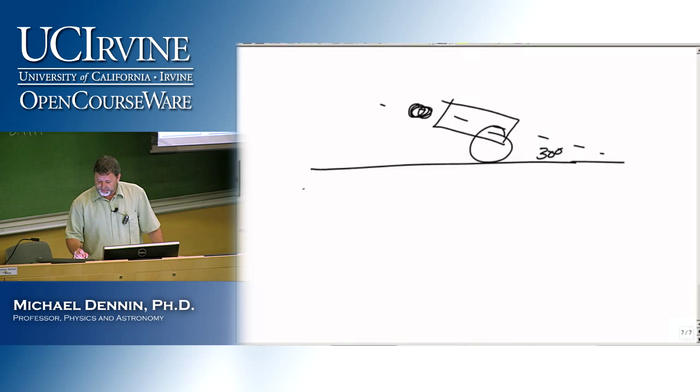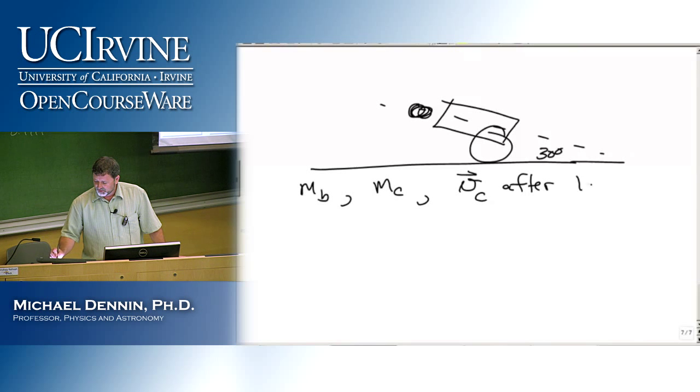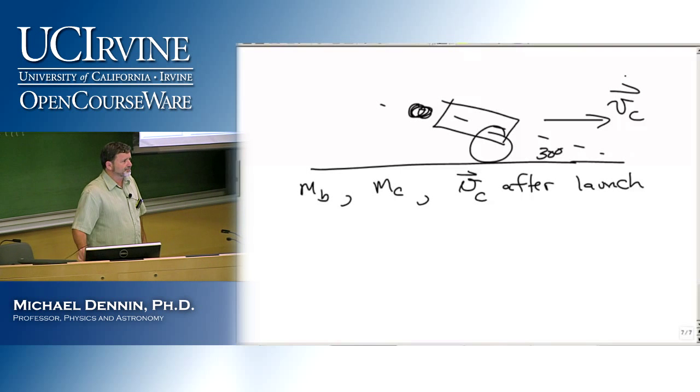Another way to think of it: you're given the mass of the cannonball, the mass of the cannon, and you're given the velocity of the cannon backwards after launch. Okay?